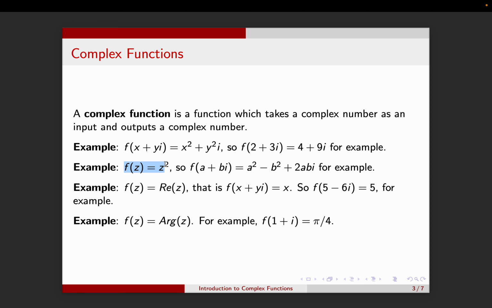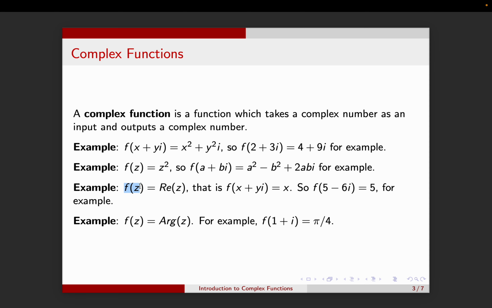This next function literally is the squaring function. So if you feed in a plus bi, what you get back is the quantity a plus bi squared. So here's a squared. This next term is bi squared. So bi quantity squared is b squared i squared. i squared becomes -1, and then plus 2abi.